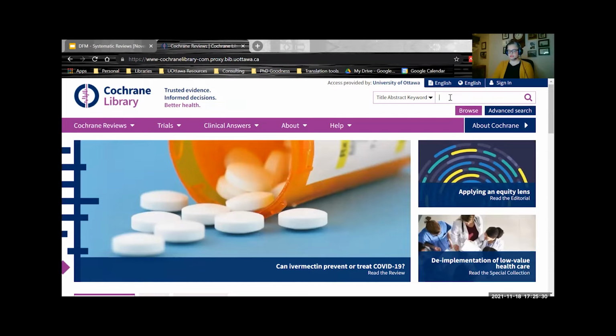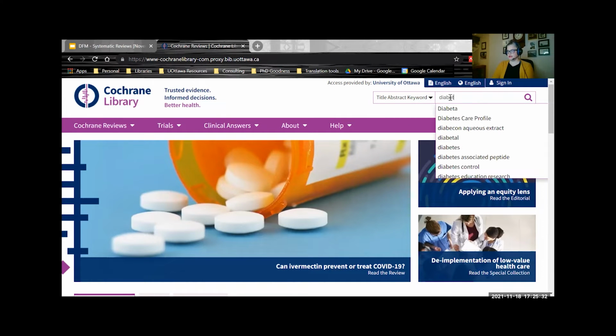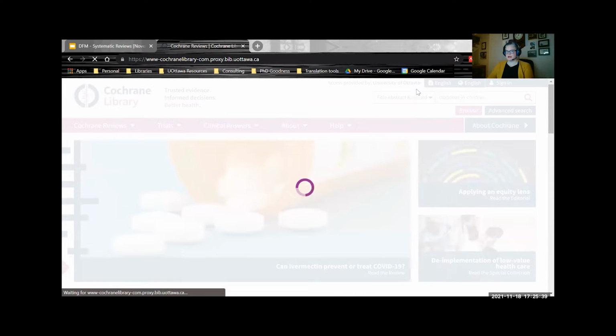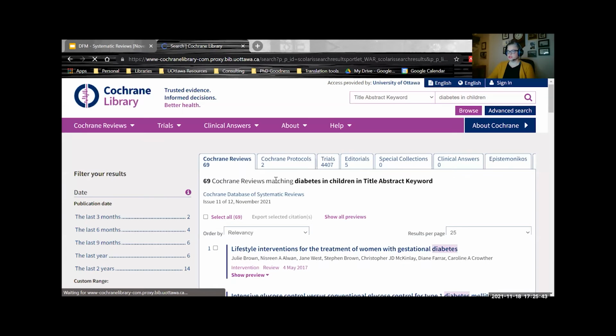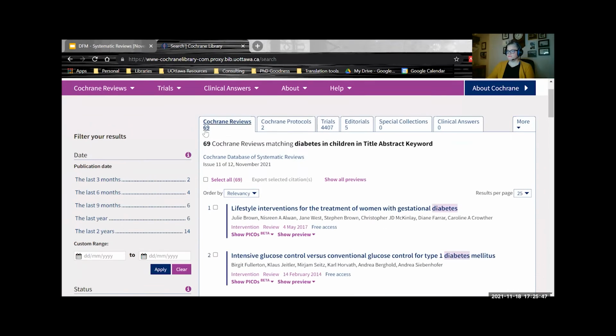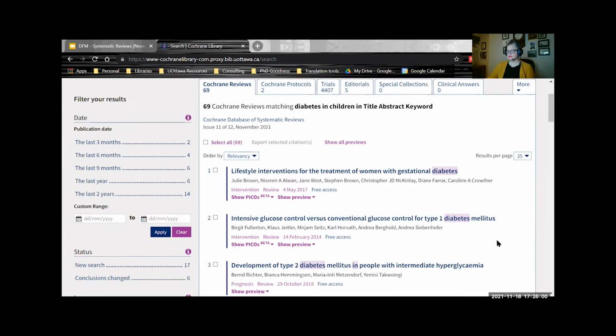And you can search. So if you wanted to see something on diabetes in children, let's say you wanted to see if there were any systematic reviews on diabetes in children that were being done, it'll search. So there's a couple things here that you can look at. The first tab is the Cochrane reviews. You can see that there have been 69 Cochrane reviews on anything that has to do with diabetes in children, but they might not always be relevant.